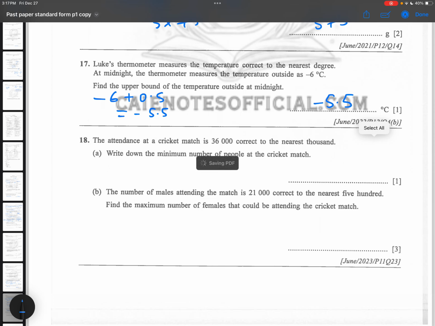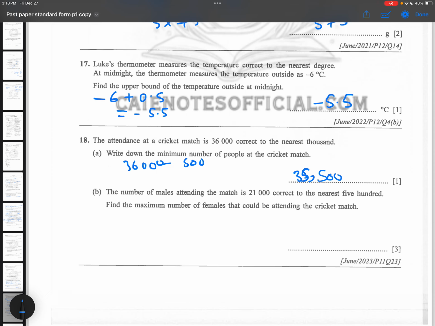The attendance at a cricket match is 36,000, correct to the nearest thousand. Write down the minimum number of people at the cricket match. So if 36,000 has been rounded off to the nearest thousand, I will subtract 500 from 36,000 and I will get 35,500. This is the minimum number of people at the cricket match.